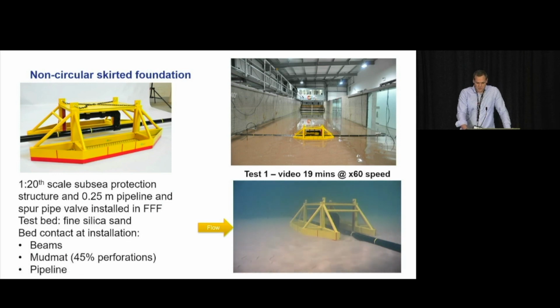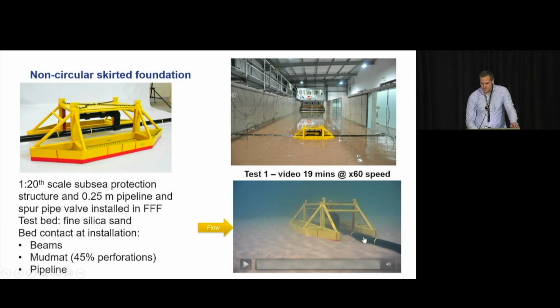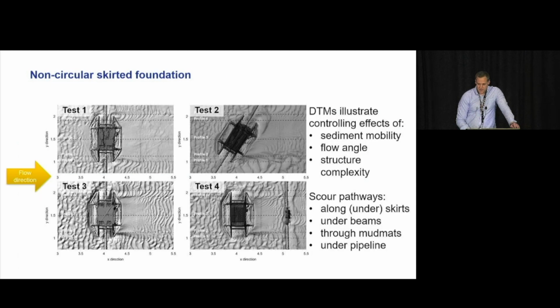This is testing in the fast flow facility at HR Wallingford. And what's interesting here, if you look at the front corner of the structure, you can see the red start to appear. That's the skirt being exposed. And what's even more interesting is if you look at the pipeline just behind that skirt, we're actually undermining that pipe just here. So the presence of the structure is actually causing scour initiation along the pipeline. And this particular structure is based on a real structure that might be used in the field.